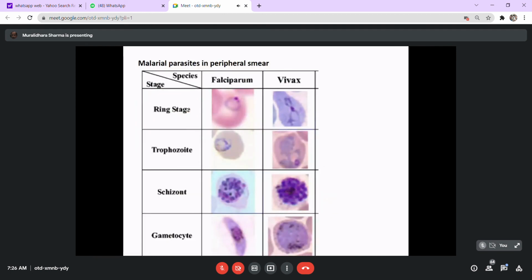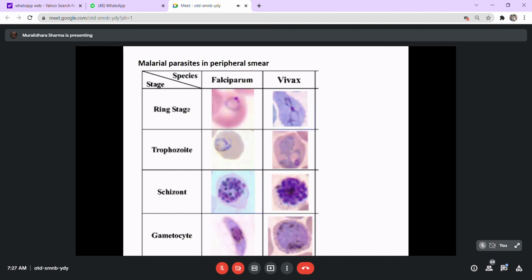Last point in the blood smear studies would be the abnormal substances which could be present in the smear, which are not normally present. And among them, the commonest are the parasites, particularly the malarial and the filarial, which are quite important from our clinical point of view.